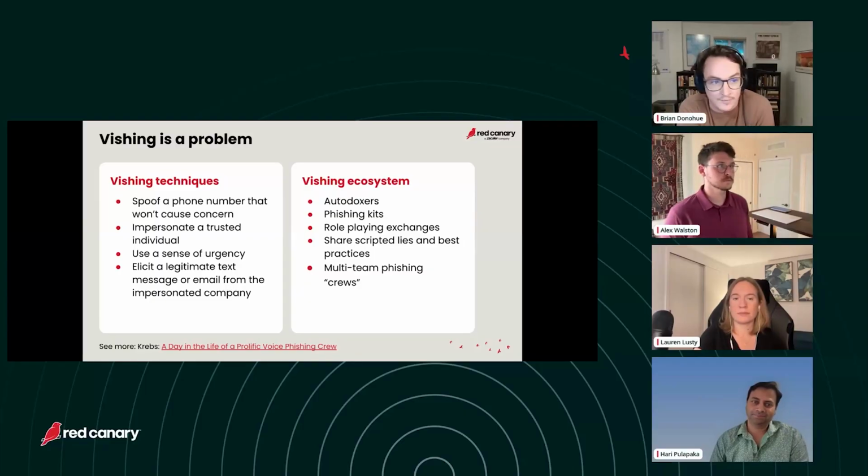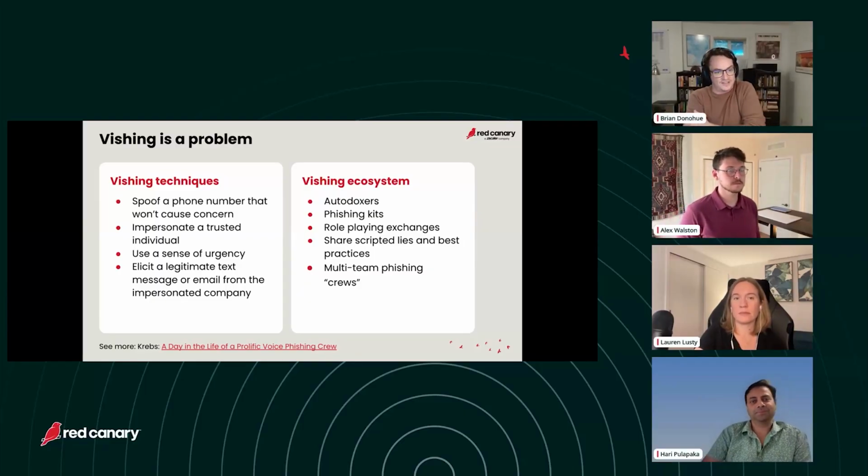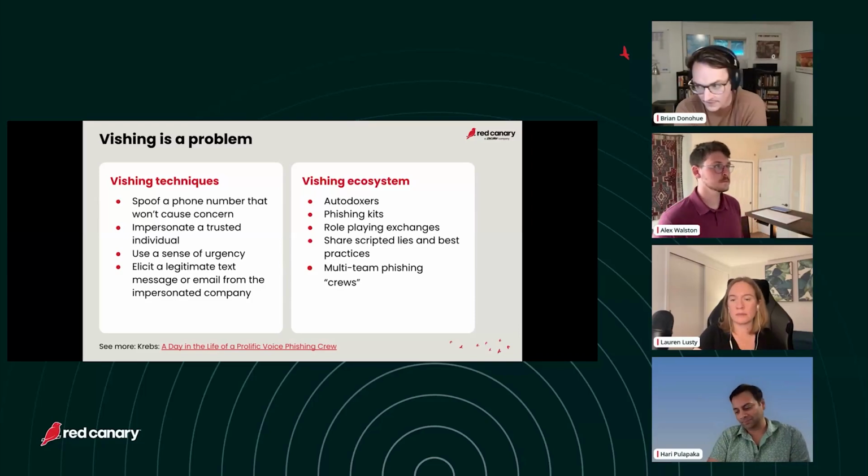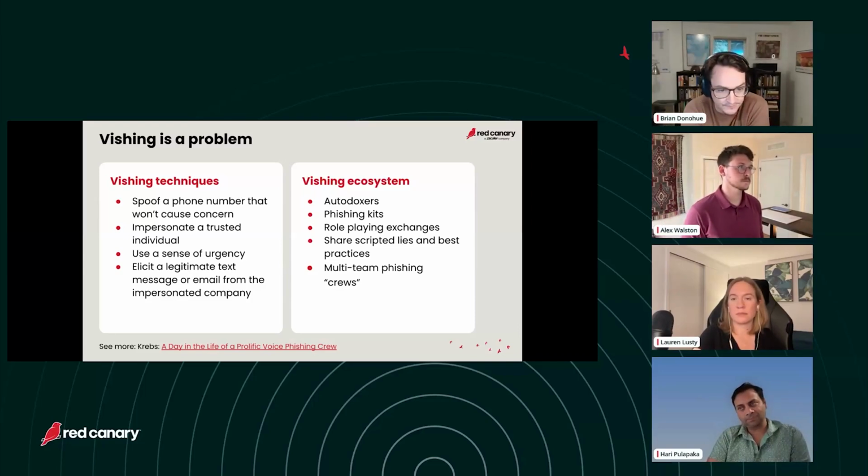So anyway, in Brian Krebs' article, he talks about a variety of phishing techniques where they're spoofing phone numbers and impersonating trusted individuals. They're leveraging a sense of urgency, which is actually a detection signal that we'll get into later in this webinar, and using legit or seemingly legit text messages, emails, or phone calls from actual companies. And then there's also this phishing ecosystem that includes auto doxers and phishing kits.